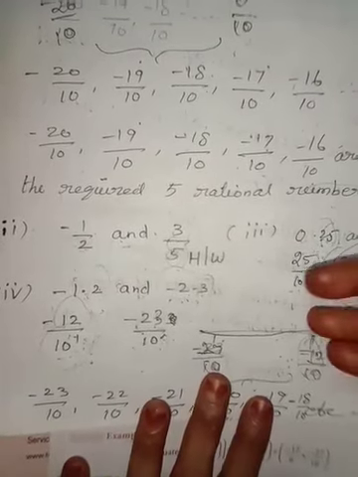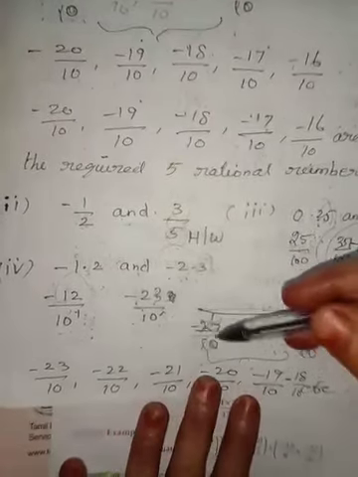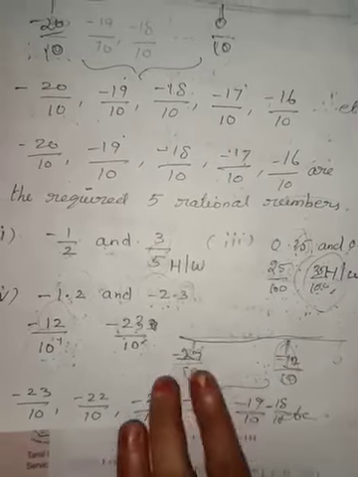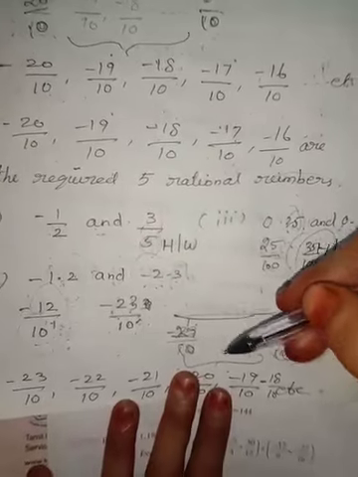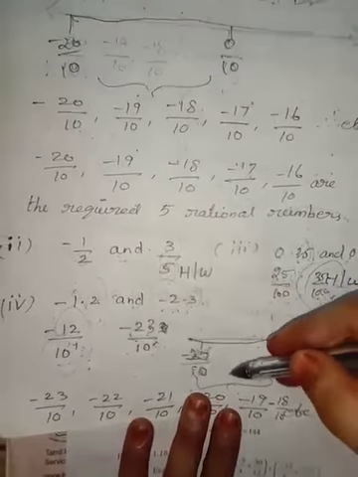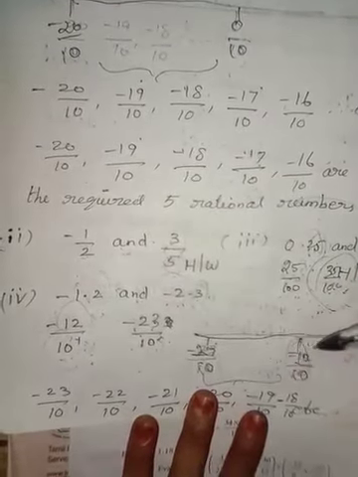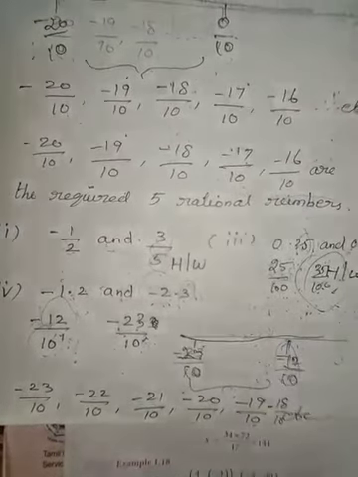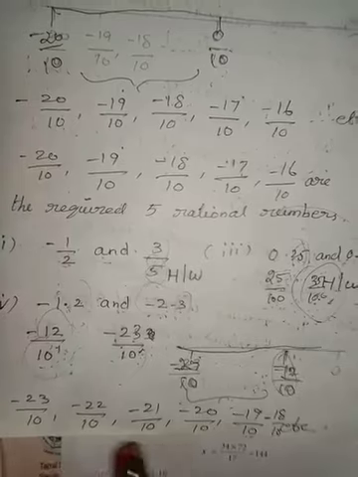Look at this number line, these numbers. So minus 23 by 10, minus 12 by 10. Between them we have a lot of rational numbers. That is minus 22 by 10, minus 21 by 10, etc., up to minus 12 by 10. We need only 5 rational numbers. That's why I write these numbers. Let's move on to the fourth sum.